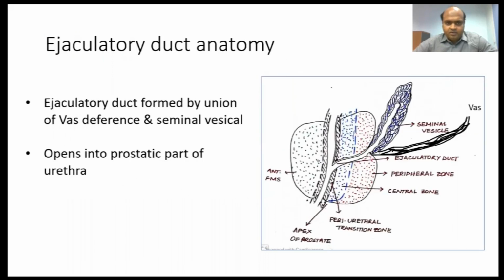If we go in depth into the anatomy of the ejaculatory duct, which is an important part of prostatic anatomy, the ejaculatory duct is formed by the union of the vas deferens and seminal vesicle. If you can see on the right side of the image, the ejaculatory duct finally opens into the prostatic part of the urethra. It crosses the prostate.